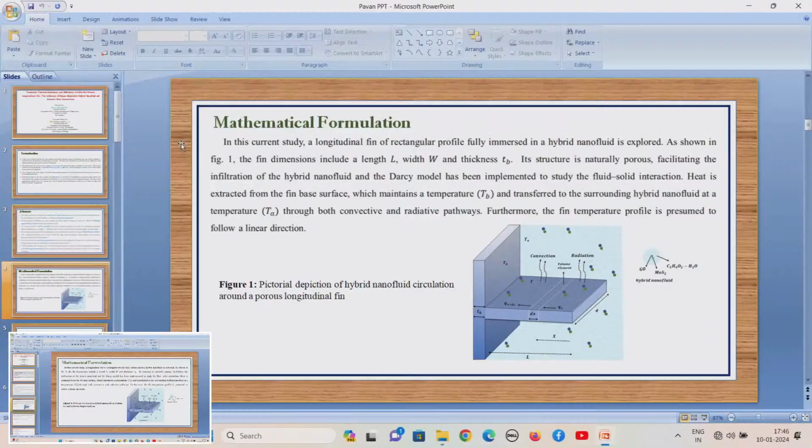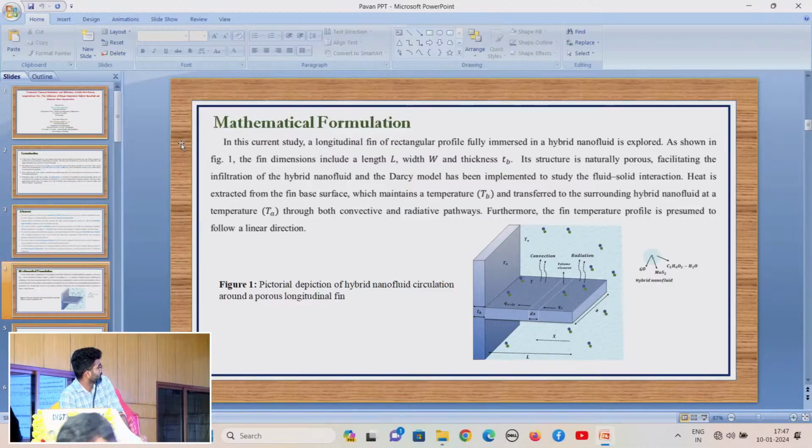So this is the introduction part. In the introduction part, we have considered the shape dependent nanoparticles. Next. So this is the mathematical formulation for the study. Next. And these are the equations that I have considered. Next.